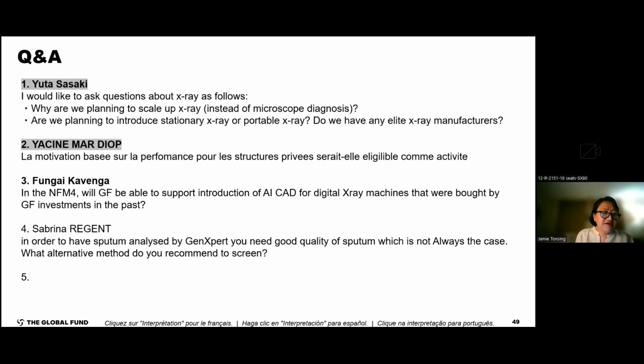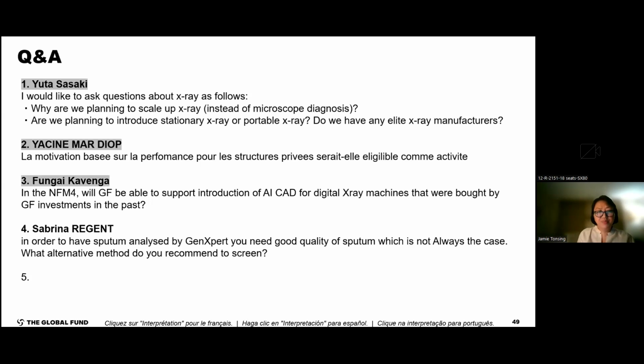I see a third question there from Fungai Kavenga. In the NFM4, will Global Fund be able to support introduction of AI CAD for digital X-ray machines that were bought by GF investment in the past? Yes, if I understand correctly, we are prioritizing AI CAD, artificial intelligence computer-aided detection for X-ray. It is a priority intervention for the Global Fund for the next funding cycle, NFM4. So if there is a need, and if you are able to justify that you need additional X-ray machines with AI CAD, it is a priority intervention and we can fund it.